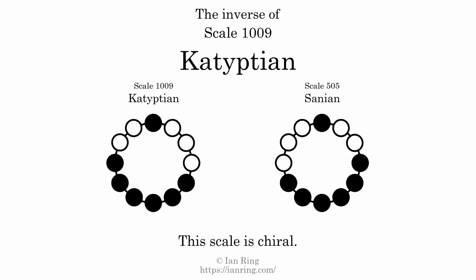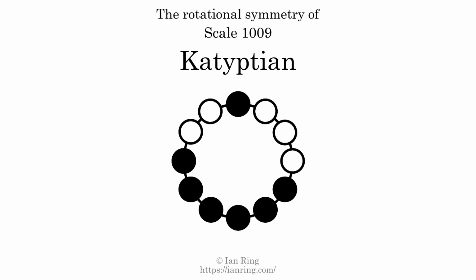The inverse of a scale is a mirror image. It is what you get when the sequence of intervals is reversed. The inverse of this scale is scale 505, also known as Sanian. This scale is chiral. It cannot transform into its inverse by rotational transformation. This scale has no rotational symmetry.